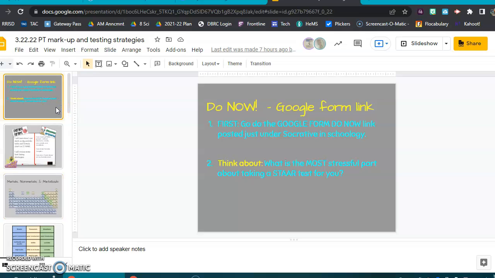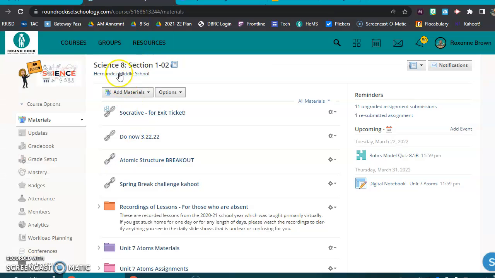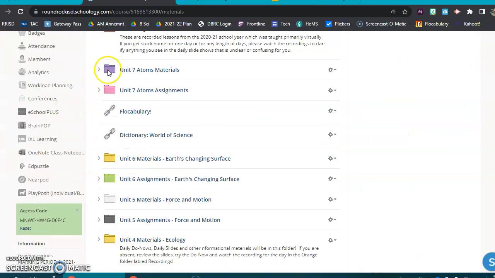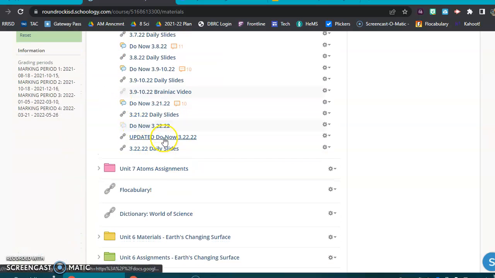So hello everybody. You're going to do the Google form link. In Miss Stru's class, it's under her Socrative link. In Miss Brown's classes, it is right here in today's Do Now, just a different spot here under Materials. Right there, Updated Do Now. And the good thing about this is here's the Do Now.